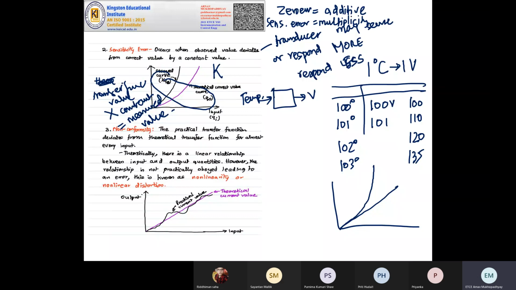Next is non-conformity. Non-conformity is like a non-linear error. It's like there is no relationship between what you are getting and what the theoretical value is. Your theoretical value may be along a straight line, but what you are getting is random fluctuations in the output. So for instance, sometimes you're trying to measure 5 voltage, you're getting 5.1 voltage, sometimes 4.9 voltage. It is never giving you 5 voltage. This type of error is called non-conformity error, where you don't have a relationship with your input and output.